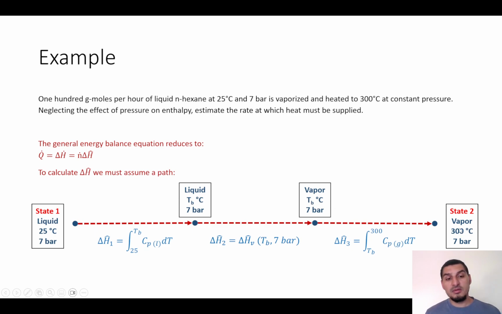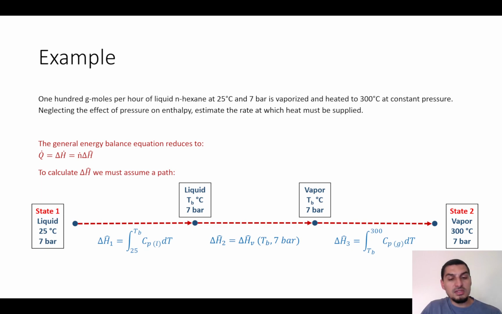So this is the hypothetical path that we'll assume. This is something we said in the beginning of this chapter: we assume a hypothetical path because we need to calculate the change in enthalpy, and we have to stick to our capabilities. We cannot combine all of them using one equation. We have to break it into different steps.